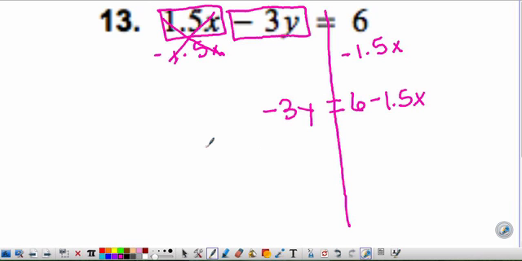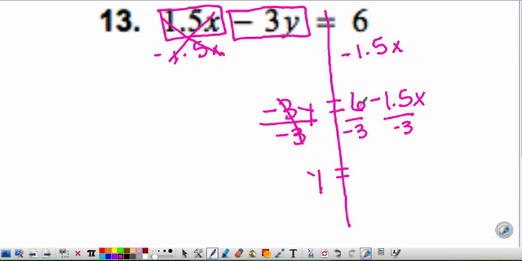Is y by itself? No. So what is with this y? You gotta divide 6 minus 1.5x by negative 3. All right. I'm going to divide everything by negative 3. Every little term by negative 3. Negative 3 divided by negative 3 is 1y. I don't have to write the 1. I just write the y.